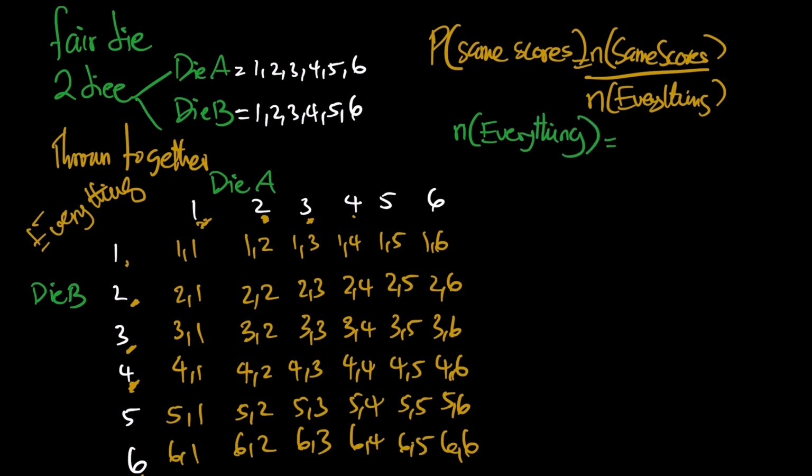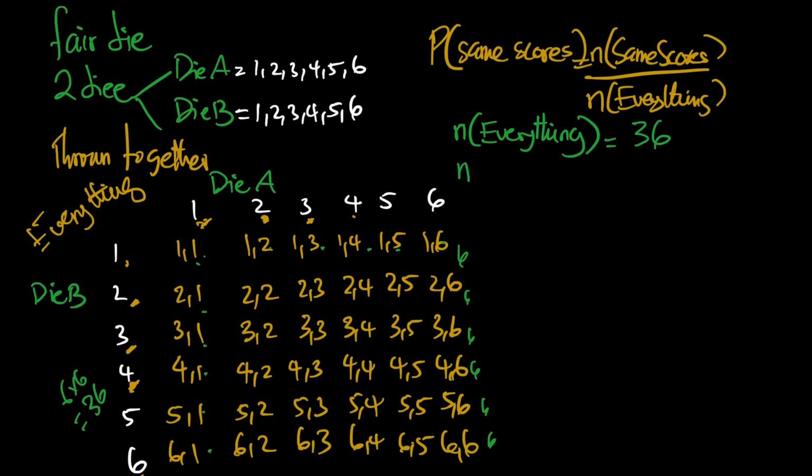The number of everything in here, we can count it. It's 1, 2, 3, 4, 5, 6. And then on this link, we have 1, 2, 3, 4, 5, 6. So 6 times 6 will give us 36. So there are 36 items in there. We count them, 6, 6, 6, and that gives you 36.